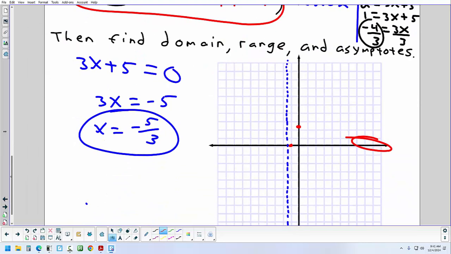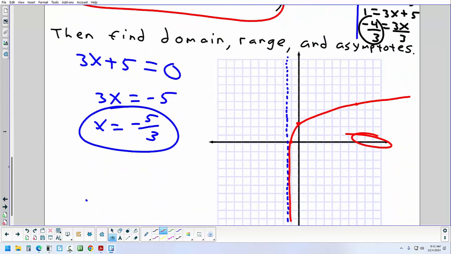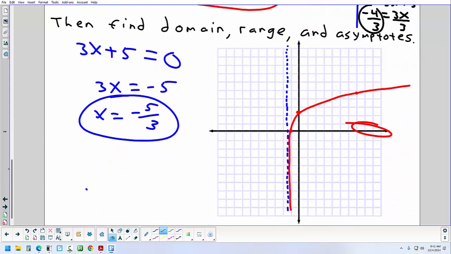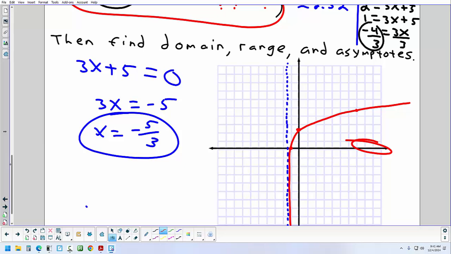Okay, so let's do that. 1, 2, 3, 4, 5, 6, 7. 1, 2, 3, 4, 5, but just under it. And now draw your sketch. Kind of like that. All right. So we've got our vertical asymptote. I forgot to label it, but yeah, vertical asymptote is negative 5/3.